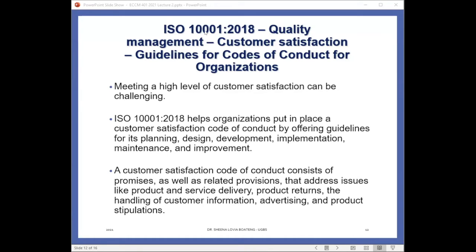Please, what does ISO 10,001 2018 mean? Can somebody tell us quickly? It means it was updated in 2018. Good.